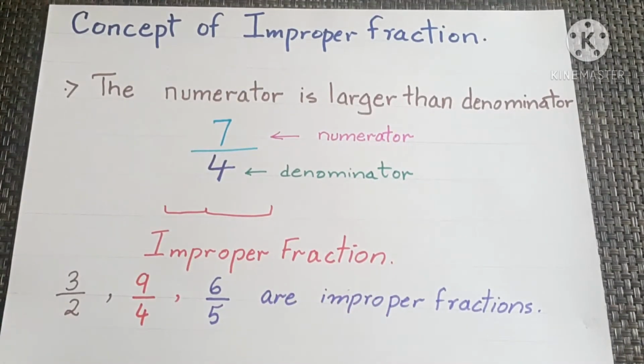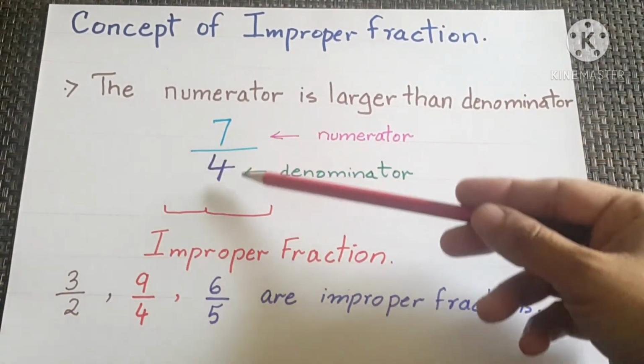The concept of improper fraction. In an improper fraction, the value in the numerator is larger than the value in the denominator. Let's take a fraction 7 by 4.